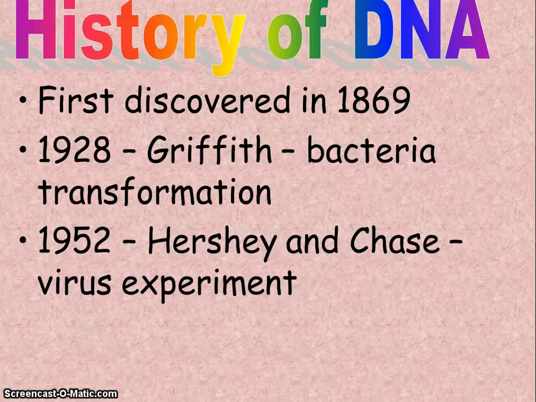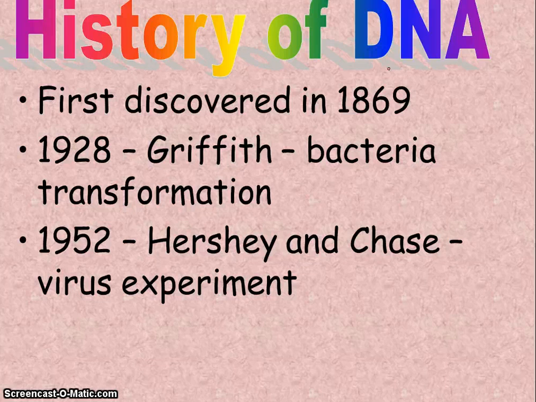So what they did is they radioactively labeled the DNA and the protein in the T2. They grew the virus T2 with E. coli in a solution of radioactive sulfur, and that labeled the protein. And they also grew the T2 with E. coli in a solution of radioactive phosphorus that actually labeled the DNA.